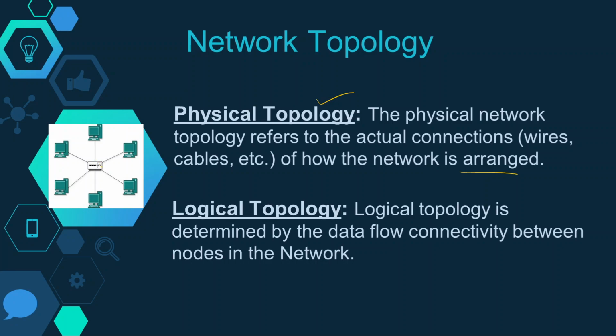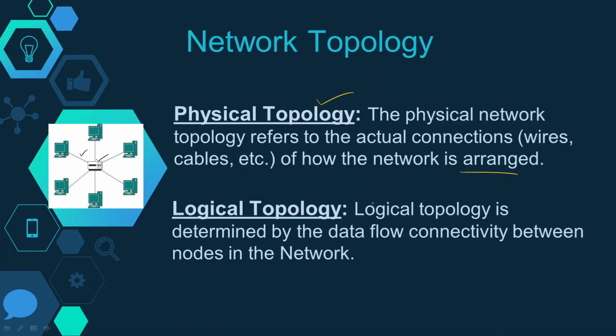Here we can see that we have a networking device such as the hub or a switch, and different computers are connected to each other through wires. This arrangement is known as the physical topology. These are physical cables and these all are physical devices.